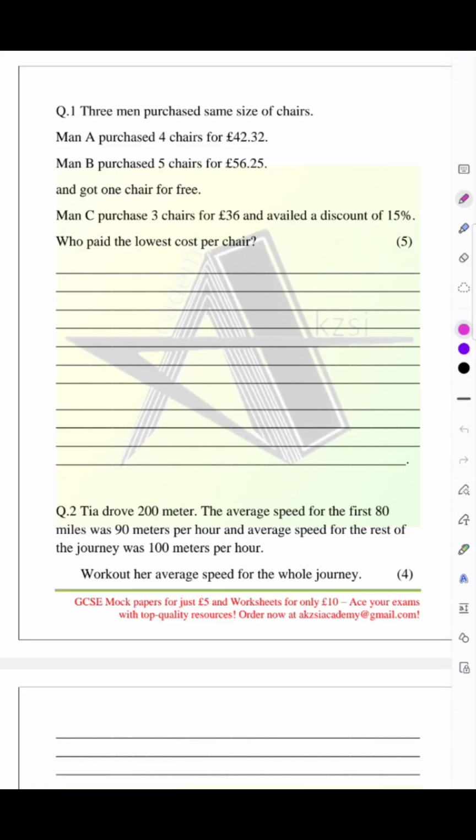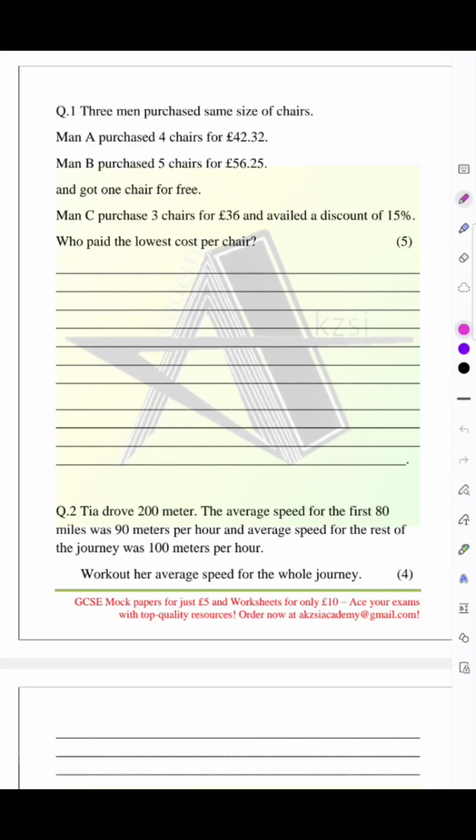Question 1 is 3 men purchase same size of chairs. Man A purchased 4 chairs for 42.32 pounds. Man B purchased 5 chairs for 56.25 pounds and got 1 chair for free. And man C purchased 3 chairs for 36 pounds and availed a discount of 15%. Who paid the lowest cost per chair? Lowest cost per chair, which means who has given the least amount for chair.